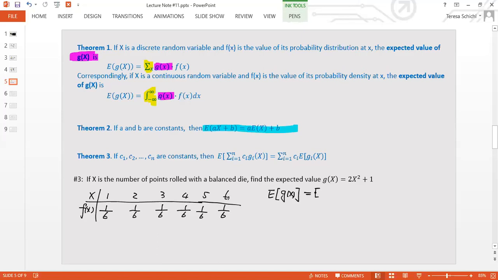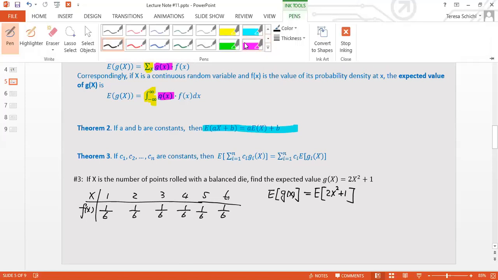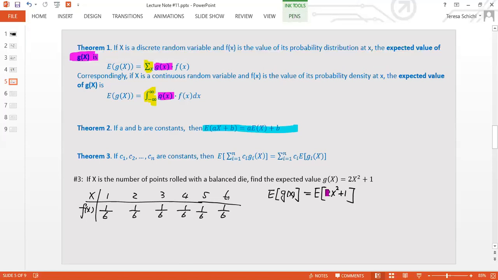Okay, so the expected value of g of x here would just be the expected value of 2x squared plus 1. So this is my function, and this is my x value. That means every x value I need to put into that function. So let's take a look. For 1, this is 2 times 1 squared plus 1, right? Times 1 over 6, the value times the probability.